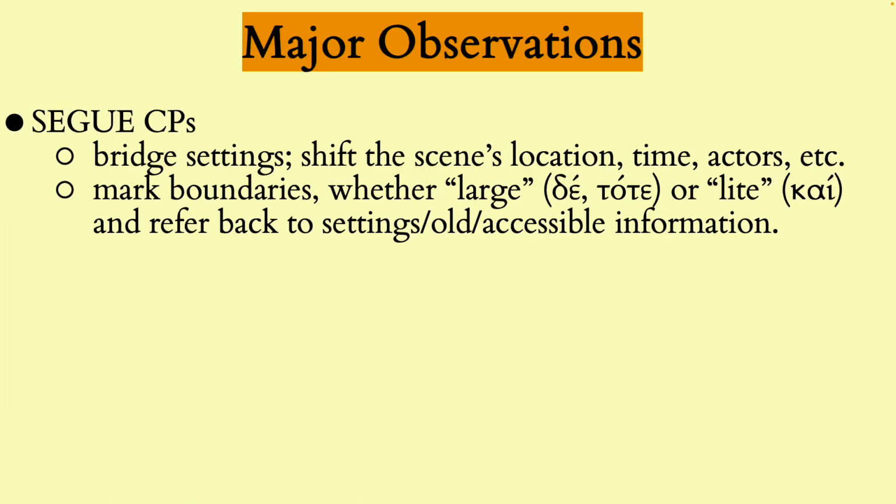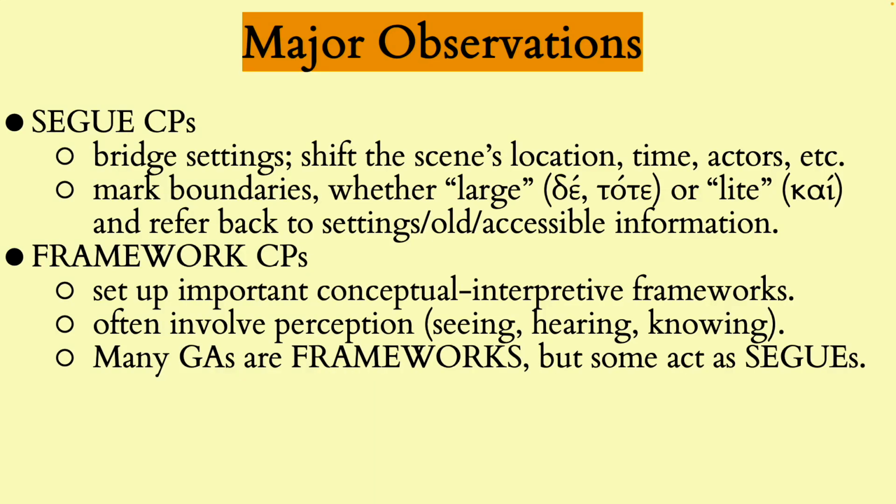So some major observations as we conclude here. Segue CPs bridge settings. They shift the scene's location, time, or actors. They can serve as boundary markers, whether hard with de or tote or light with kai. And framework CPs set up an important conceptual interpretive framework. They often involve verbs of perception, but not always. Many are GAs, genitive absolutes. As a default, we thought GAs are going to be frameworks, but indeed we did find some that were segues.